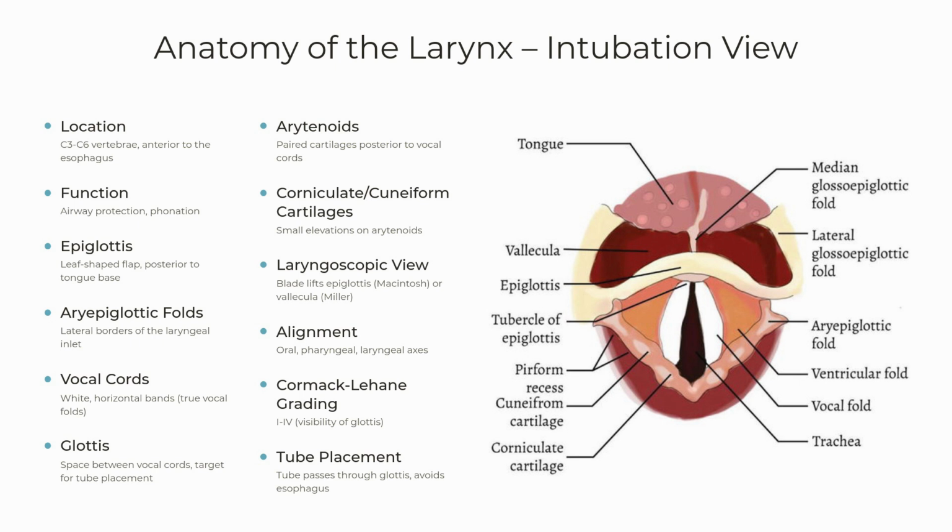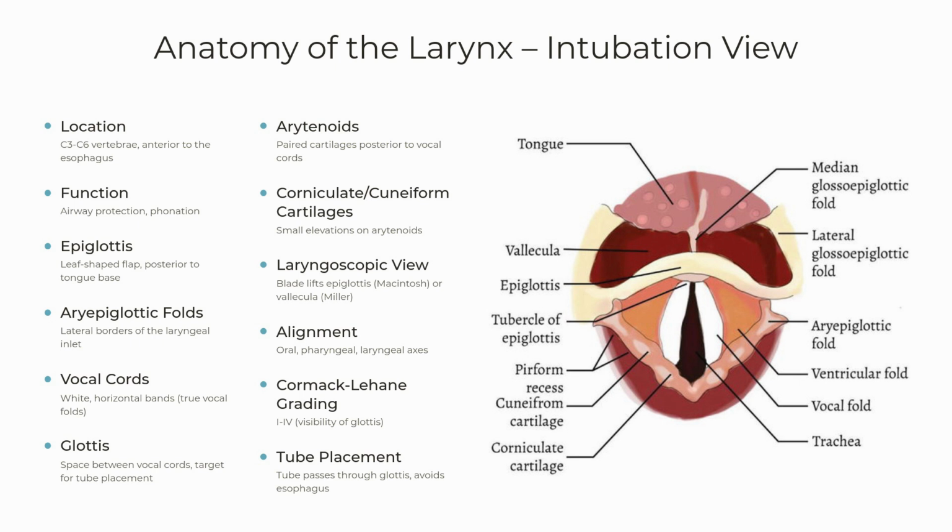Lifting it reveals the aryepiglottic folds framing the laryngeal inlet. Below that, the vocal cords appear as white, horizontal bands. The gap between them is the glottis. That's where the endotracheal tube needs to go. Posteriorly, you'll spot the arytenoid cartilages, which may have small bumps from the corniculate and cuneiform cartilages.